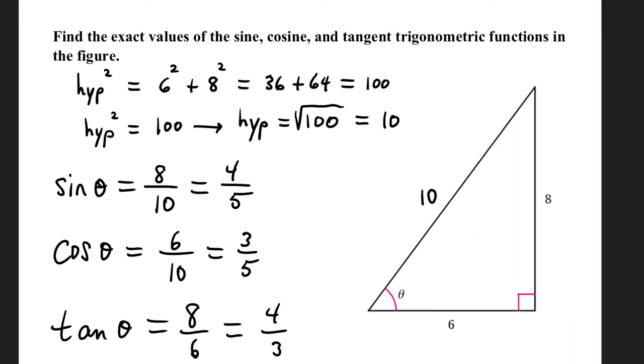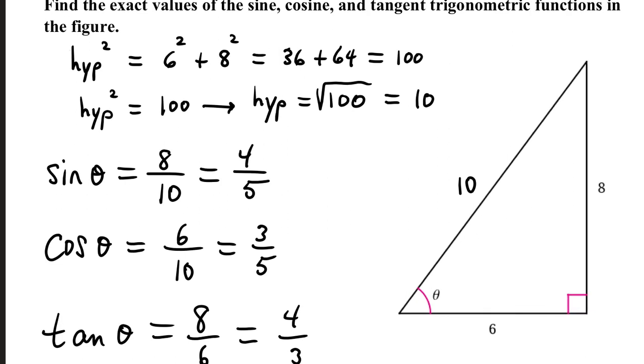Let's put some of this into practice. Find the exact values of the sine, cosine, and tangent trigonometric functions in the figure. Over to the right, we have legs of length 8 and 6. Remember, legs are the ones that form the 90-degree angle. The hypotenuse we can figure out because if you know 2 of the 3 sides, you can use the Pythagorean theorem to find the third. Our hypotenuse squared is equal to 6 squared plus 8 squared.